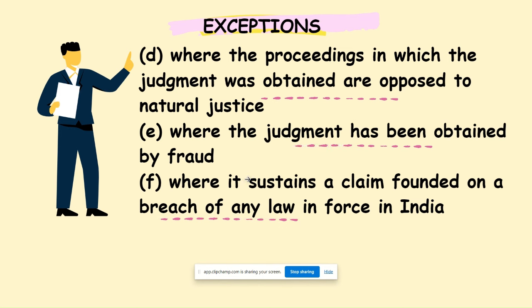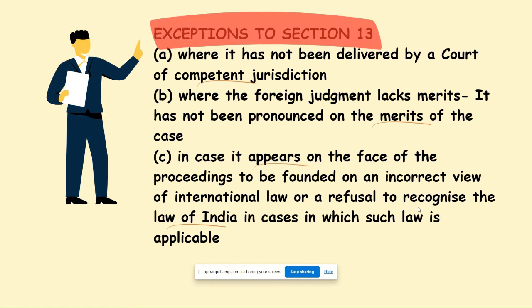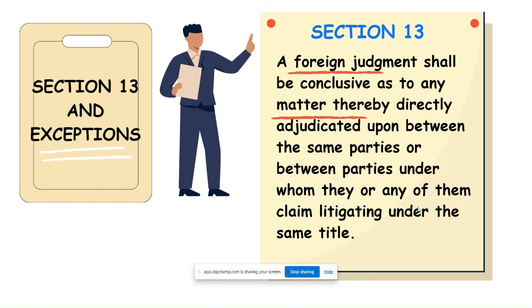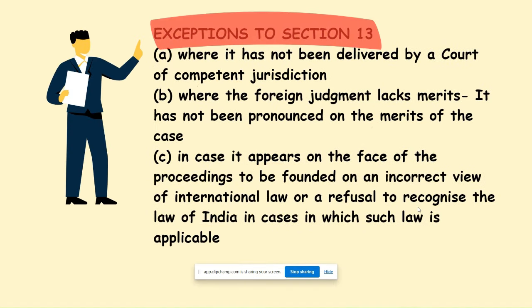Where the judgment has been obtained by fraud or where it sustains a claim founded on breach of any law in force in India. This is all about section 13 ka exception, because section 13 says when foreign judgment shall be conclusive, and it gives exceptions. These are the exceptions, that in such cases foreign judgment shall not be conclusive.